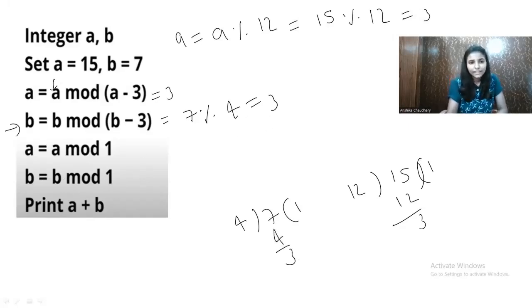Now a assign a modulus 1. So now a value is 3, and mod 1. So this will be completely divided by 1. So the remainder will be 0 only. And this time b mod 1.